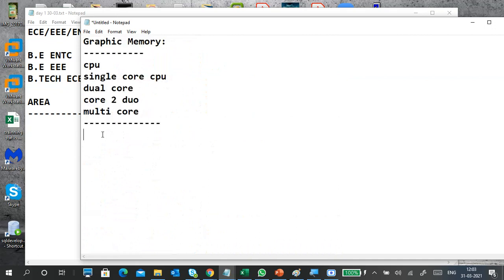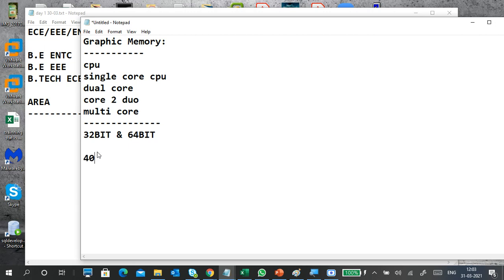in CPUs we have 32-bit CPUs and 64-bit CPUs. What are these bit CPUs? What is this 32-bit and 64-bit? It is also an important question sometimes. In the last few interviews they asked what is the difference between 32-bit and 64-bit processors.